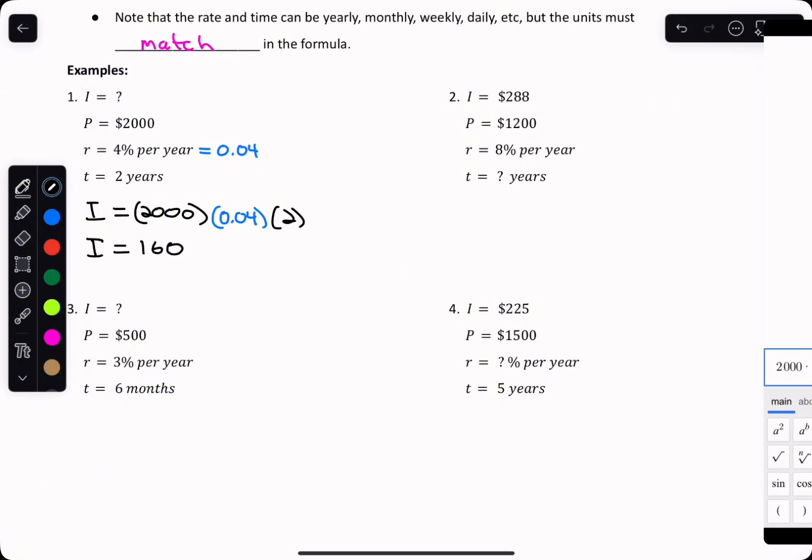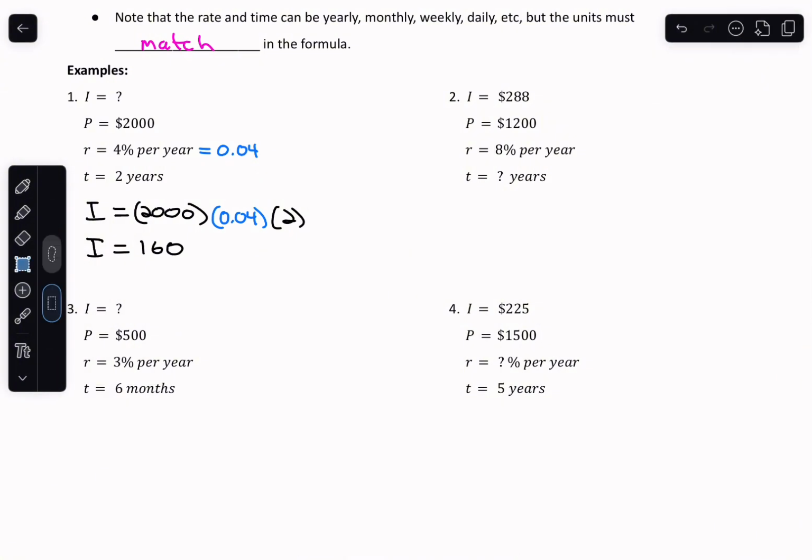Because we are talking about money here, we can go ahead and put a dollar sign on this 160, because what happened is we took $2,000 and we invested it at 4% for 2 years. So we would say that the interest we earned is $160. So our original $2,000, the fact that the unit there was dollars, is the same reason we have a unit of dollars here. All right, number 2, we're going to solve for a different piece of the puzzle.